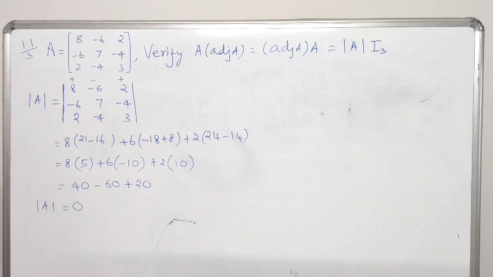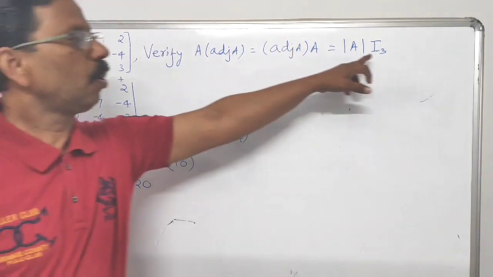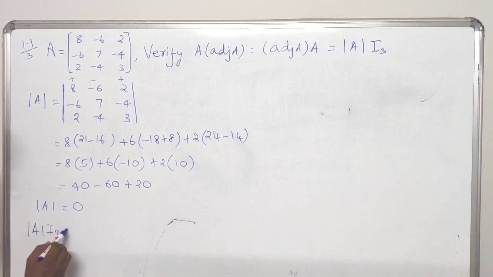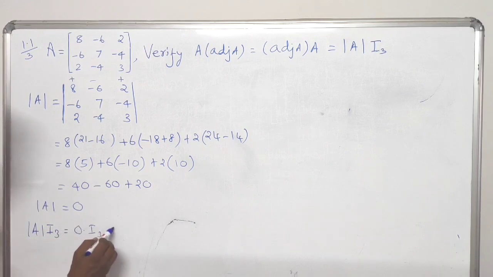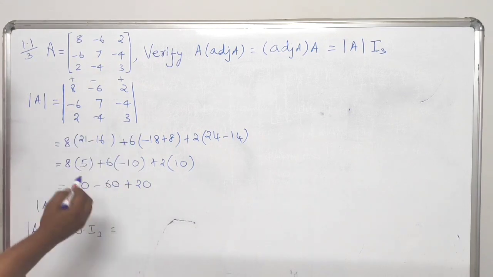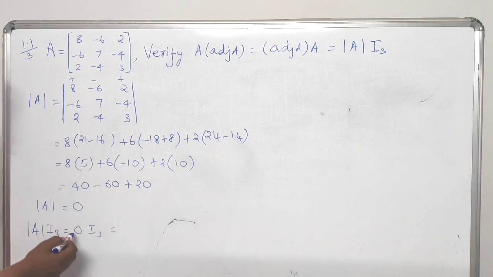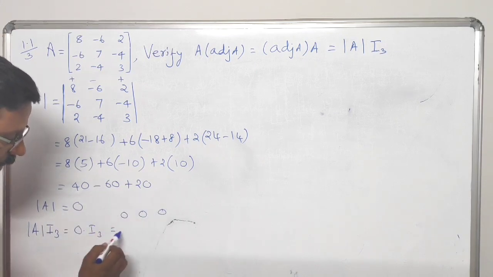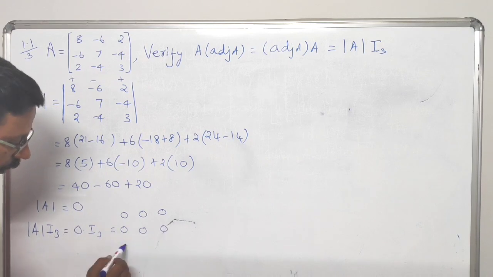Now after that we have to find determinant A into I3. I3 is a unit matrix of order 3. Therefore, we can write determinant A equal to 0 into I3. I3 is a unit matrix of order 3, which gives 1 0 0, 0 1 0, 0 0 1. If you multiply all those elements by 0, you get a zero matrix of order 3: 0 0 0, 0 0 0, 0 0 0.